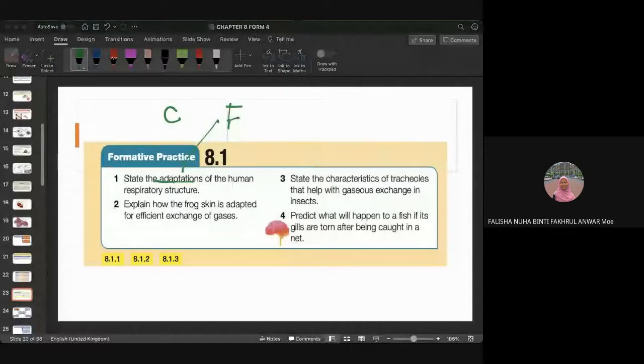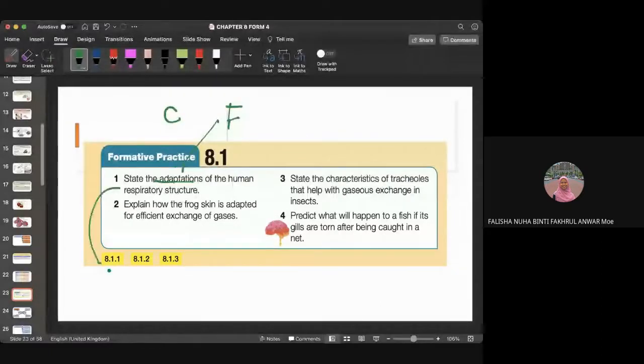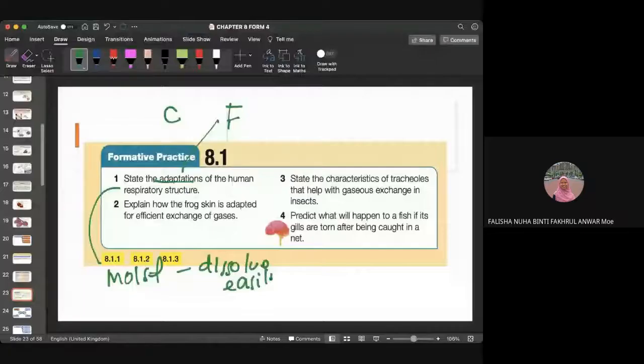Human respiratory structure is alveolus that is always moist to allow oxygen and carbon dioxide to dissolve easily into blood capillaries. Alveolus have a large surface area for diffusion of respiratory gases. It is also surrounded by large network of blood capillaries for efficient delivery of respiratory gases. Alveolus has a thin wall to allow the diffusion of respiratory gases.